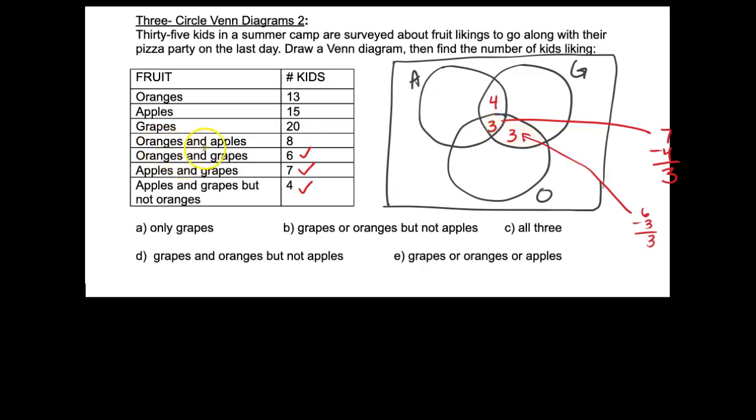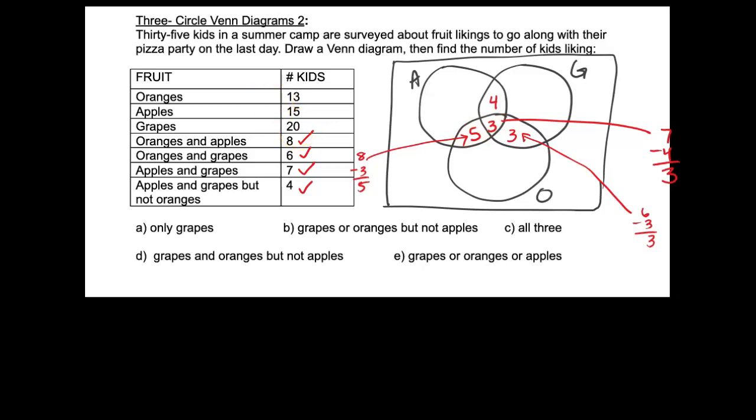Next, I'm going to do oranges and apples. So that's, let's see, right here. And again, I already have a 3 in that region. Oranges and apples should be 8 altogether. So I'm just going to do 8 minus 3 is 5. So if I put a 5 here, 5 plus 3 is 8, then I end up having 8 in that region altogether, which is what I want.